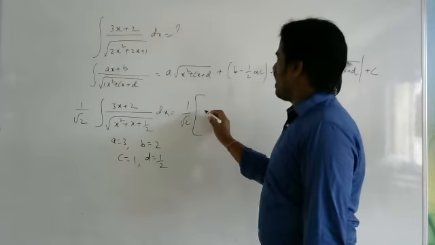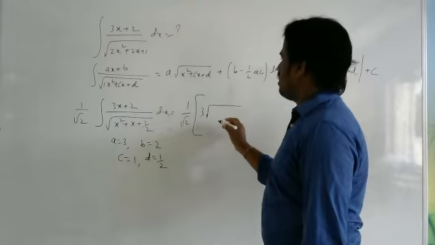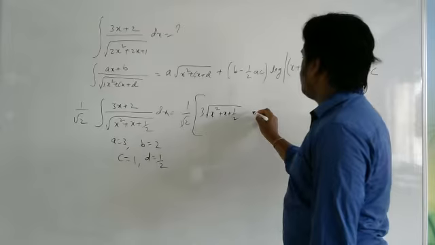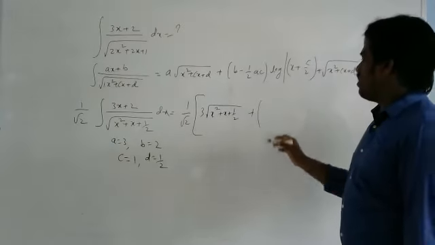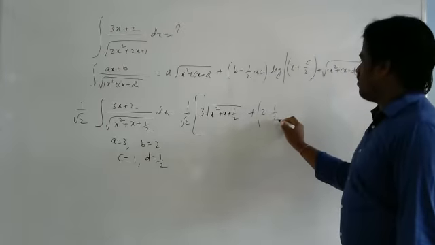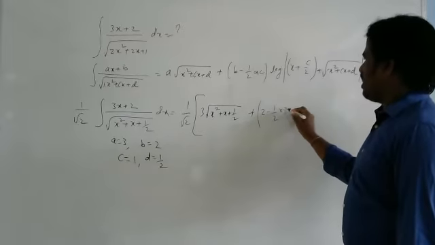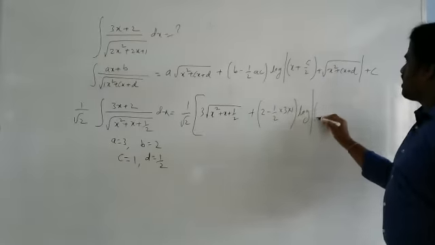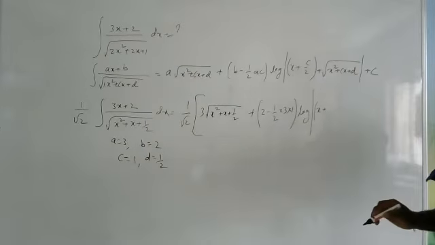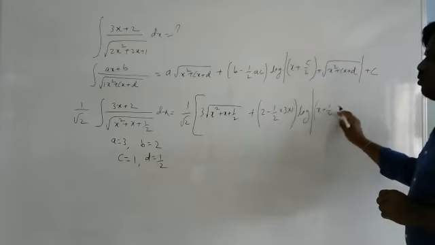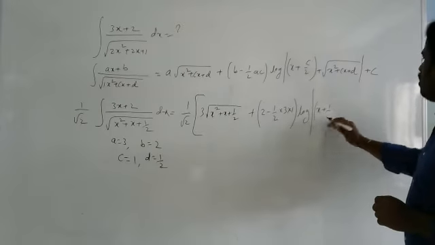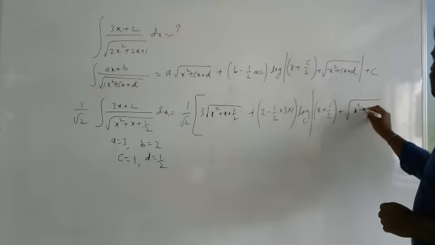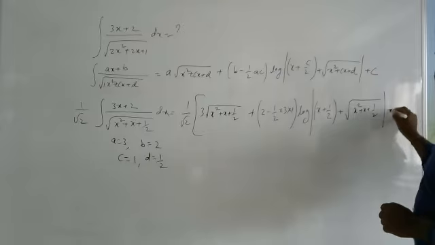If I substitute, what do I get here? 1 by root 2a, 3 square root of x square plus x plus half, plus b. B means 2 minus 1 by 2a, 3 into 1 log mod x plus c by 2. C is 1, so 1 by 2, plus square root of x square plus x plus half plus c.